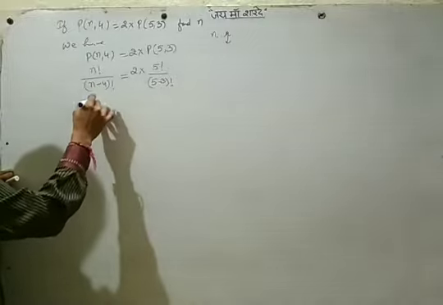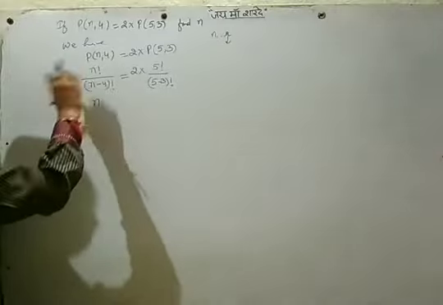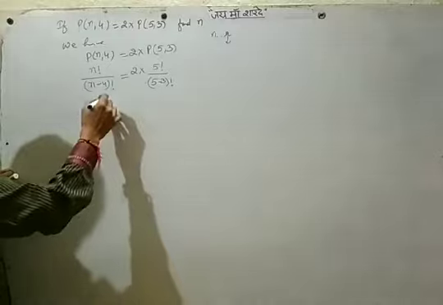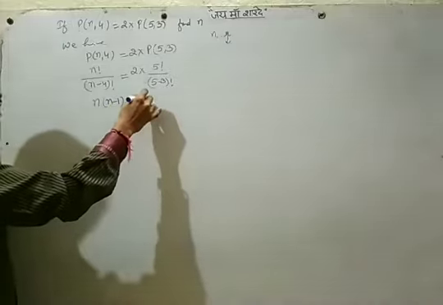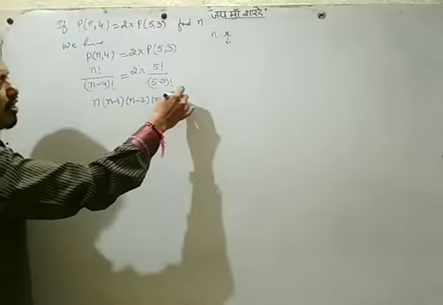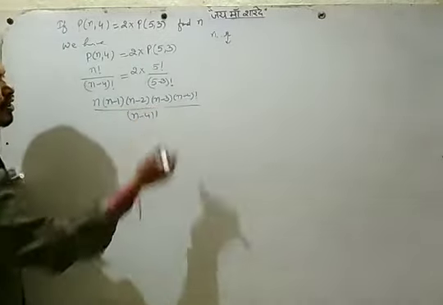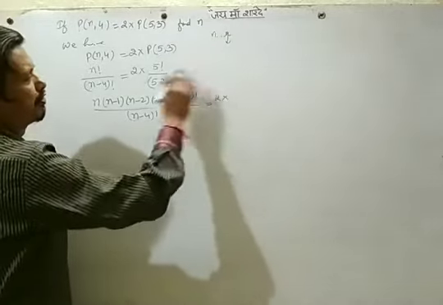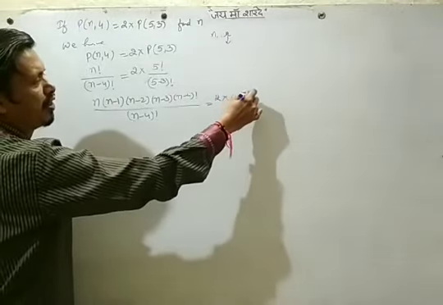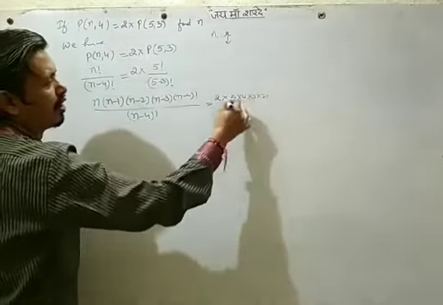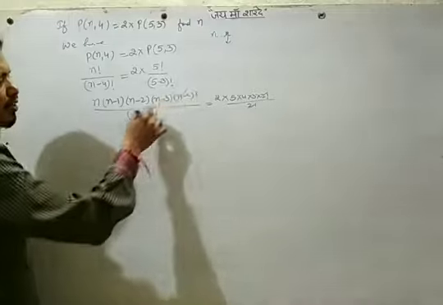Now what you can do? n factorial upon (n minus 4) factorial. Between n minus 4 and n, n is greater, so we can expand n factorial as n into (n minus 1) into (n minus 2) into (n minus 3) into (n minus 4) factorial upon (n minus 4) factorial, equal to 2 into 5 factorial upon 5 minus 3, that will be 2 factorial. Expand 5 factorial as 5 into 4 into 3 into 2 factorial upon 2 factorial. This 2 factorial cancels out, and n minus 4 factorial cancels out.